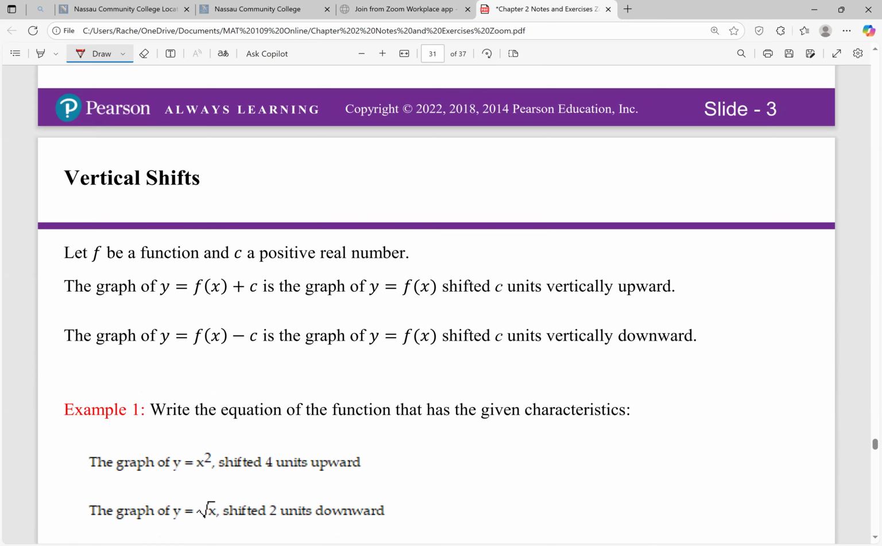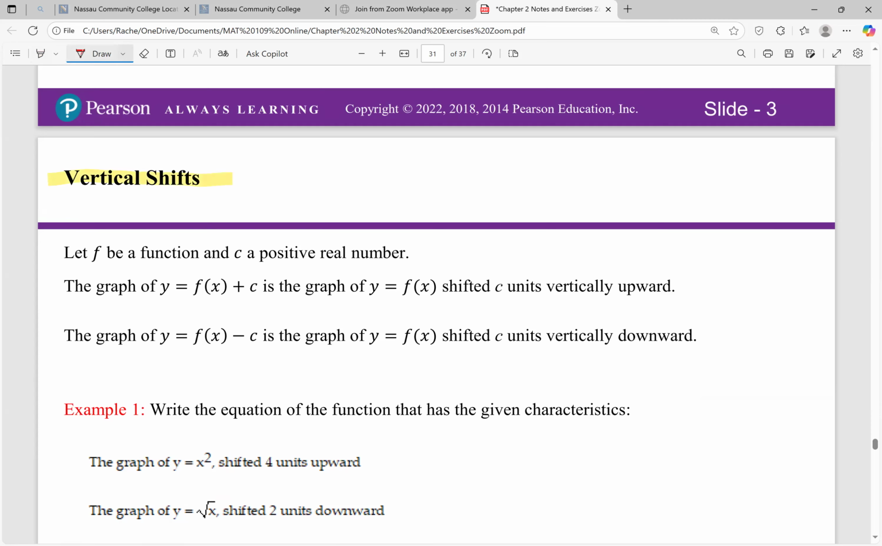So for example, what if we want to shift the graph vertically, upwards or downwards? Or what if we want to shift a graph horizontally? What if we want to stretch or compress a graph vertically or horizontally? We might need to reflect it over the x-axis. So there are all different transformations that can take place on a function. First, we're going to start with vertical shifts.